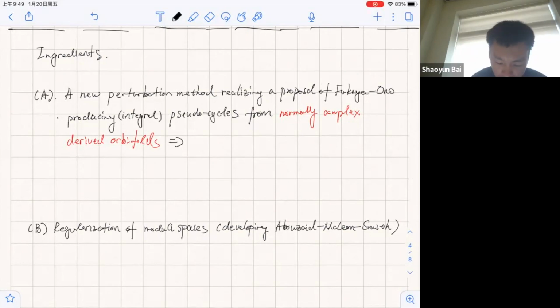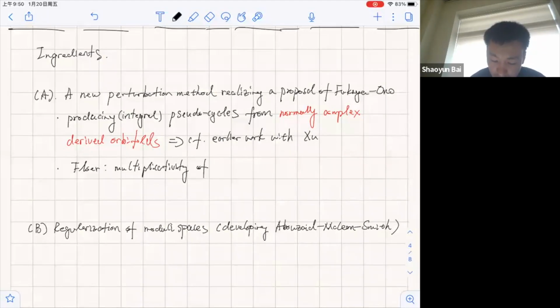And for this part, it's based on earlier work with Guangbo. But for Floer theory, what we developed in our previous paper is not enough, because we have to show that this way of producing integral pseudo-cycles is multiplicative, of the perturbation.